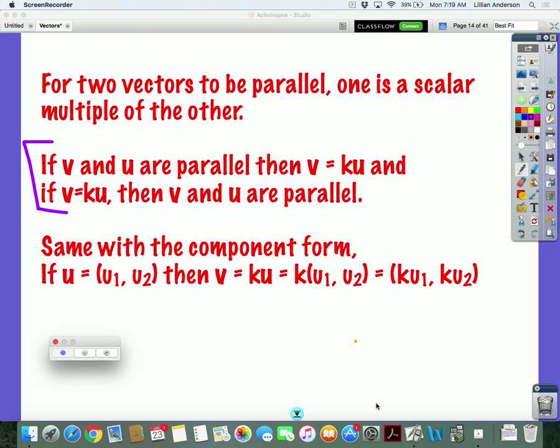So basically, if you're given two vectors, one is vector v and one is vector u, and you can noticeably see that vector u is twice as long as vector v, then you're going to know that they're parallel because one is a scalar multiple of the other. And it also applies not just pictorially, but also with component form. Remember, component form is used when you have a vector that's not in standard position. So if you have a vector u1, u2, and then you have the scalar multiplication going on, then you're basically multiplying each component in that component form by that particular scalar. Okay.